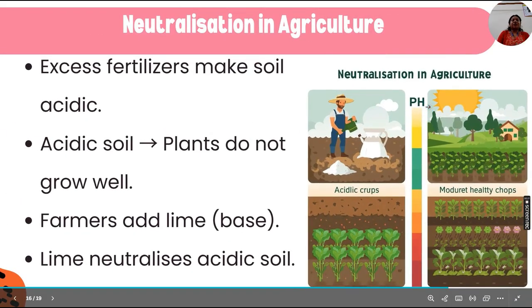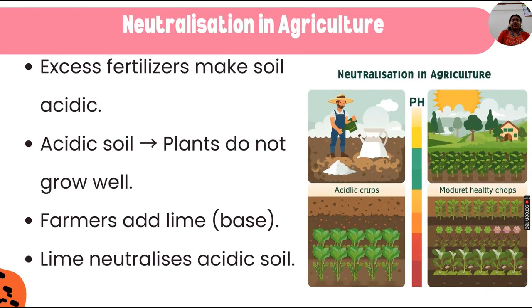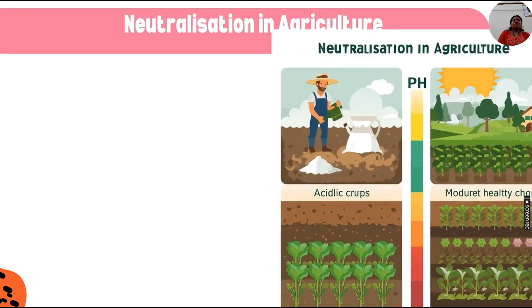Another example of neutralization reaction we see in agriculture. Excess fertilizer makes soil acidic. In acidic soil, plants do not grow well. So what do farmers do? Farmers add lime. Lime is a base. Lime neutralizes acidic soil and helps the plants to grow well. This is another example of neutralization.